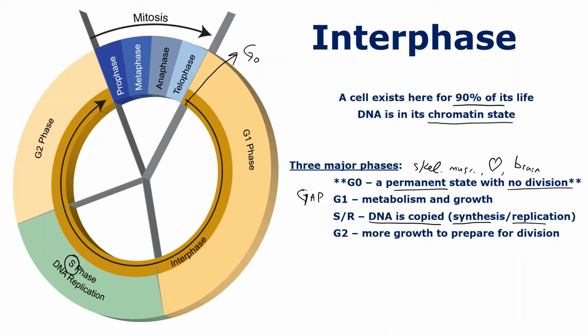After G2, we're going to jump into mitosis. So there are the three major phases of interphase: G1, S or R phase (I prefer R, other places prefer S), and then a G2 phase. Growth, double the DNA, and then more growth.